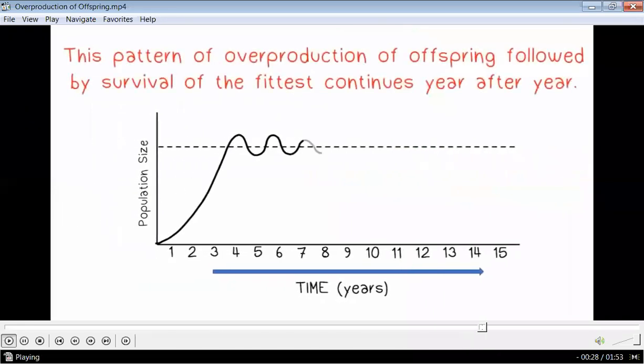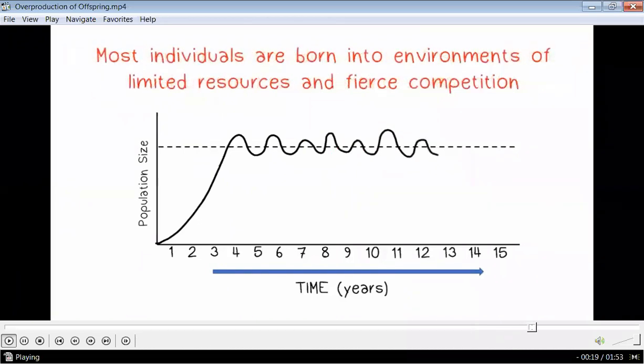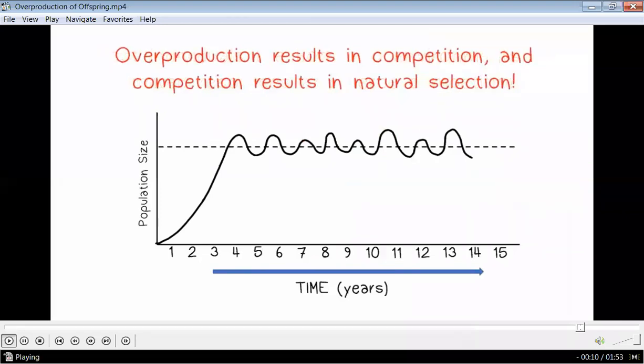This pattern of overproduction of offspring, followed by survival of the fittest, continues year after year. Most individuals are born into environments of limited resources and fierce competition. Overproduction results in competition, and competition results in natural selection.